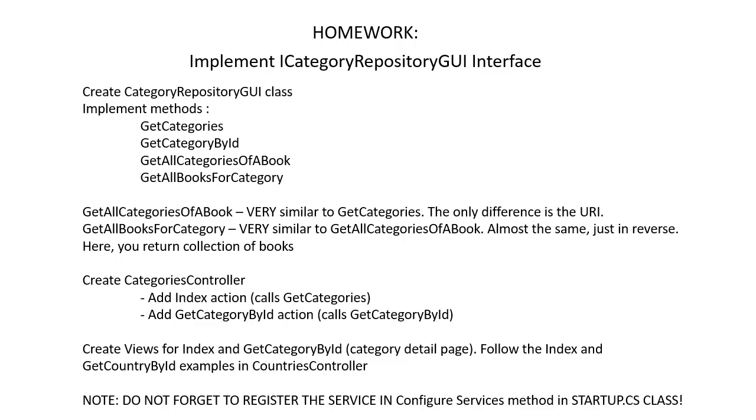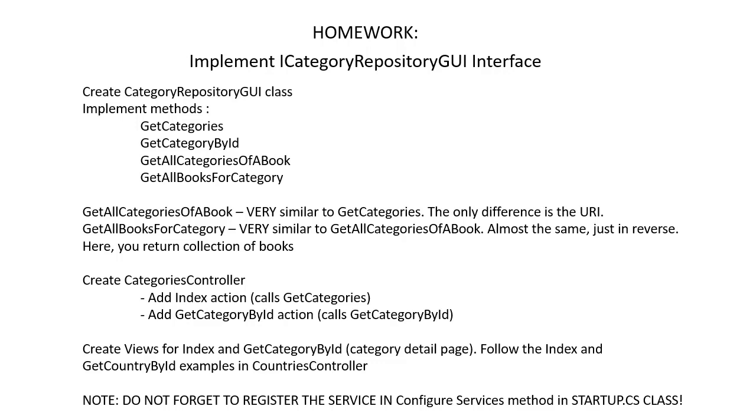For get categories and get category by ID, just follow the example that we did in the CountryRepositoryGUI class, because it's pretty much the same, except of course you will be getting categories and not countries, so you will also have to change the URIs.